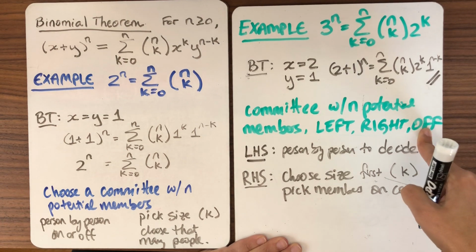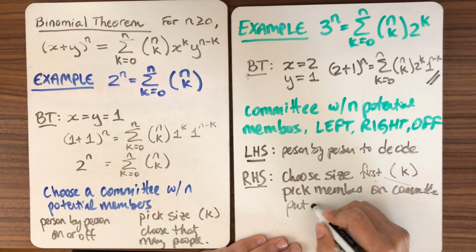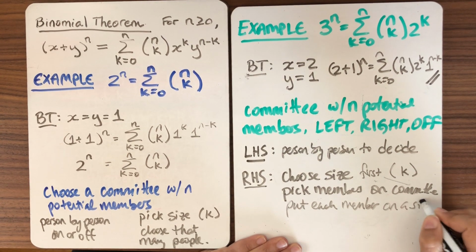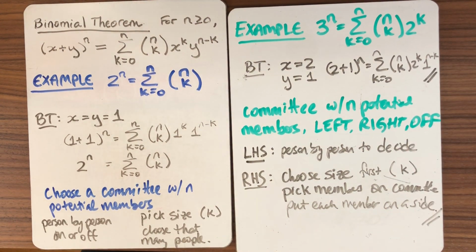So that's saying this didn't happen, but I still have to choose this way and then put each member on a side. And that's how we're going to get this part of the identity.